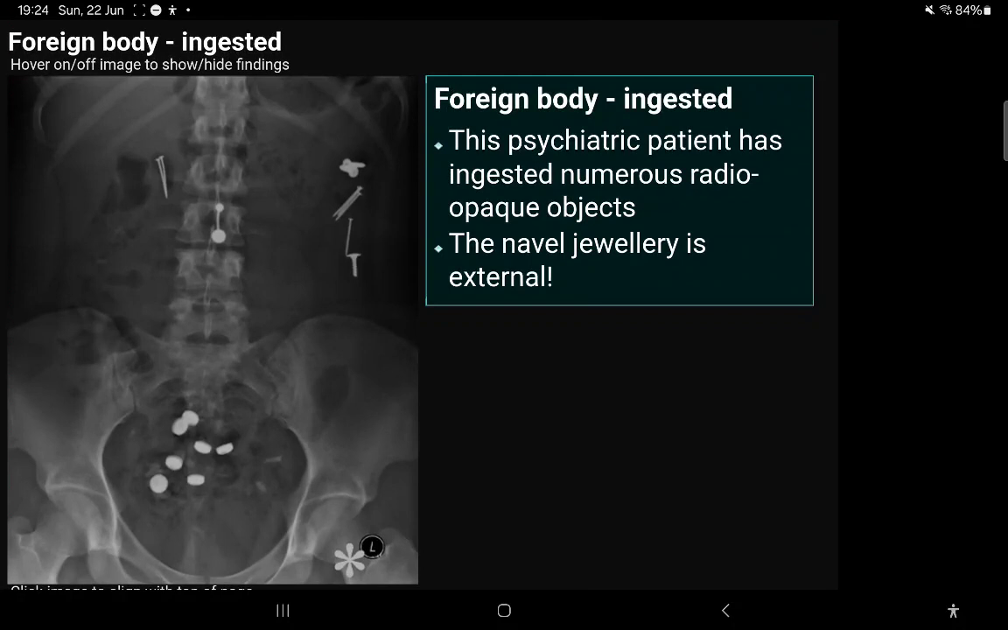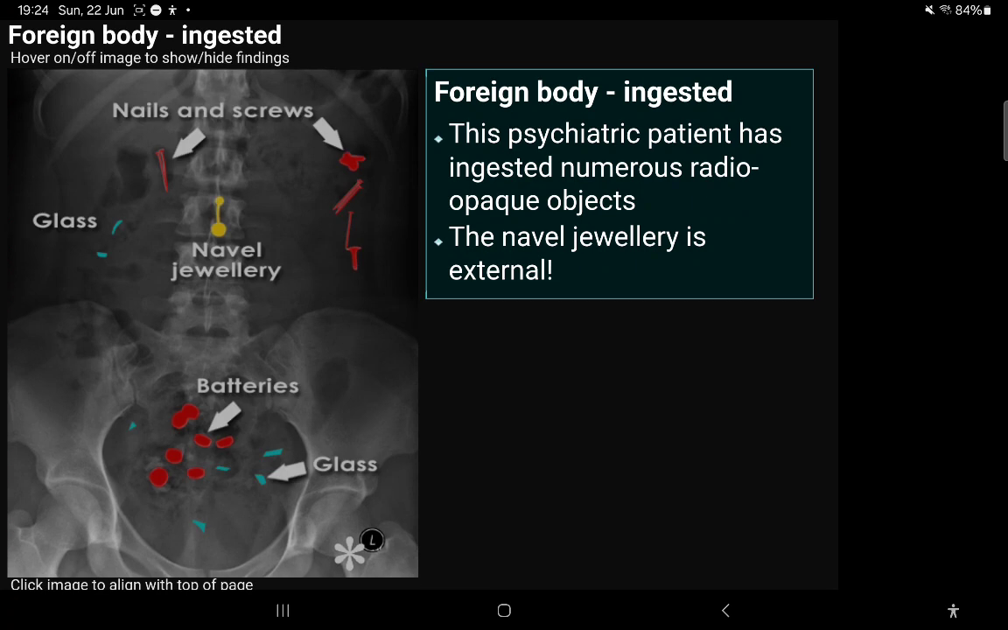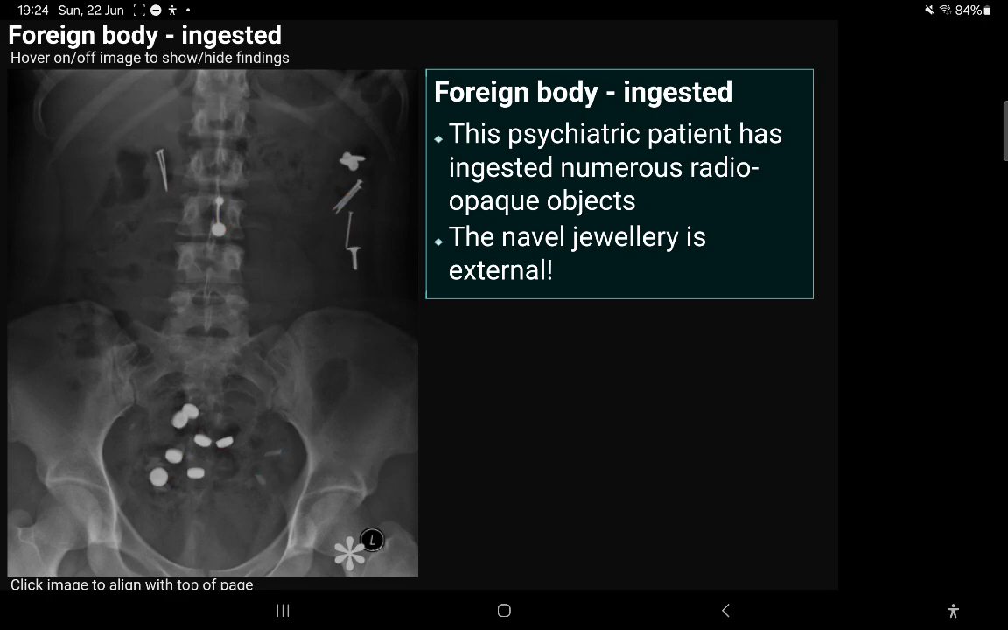Foreign body ingestion. In this patient, there are multiple types of foreign bodies. This psychiatric patient has ingested numerous radio-opaque objects. The navel jewelry is external, but the others are internal: nails and screws, glass, batteries, and other pieces of glass.